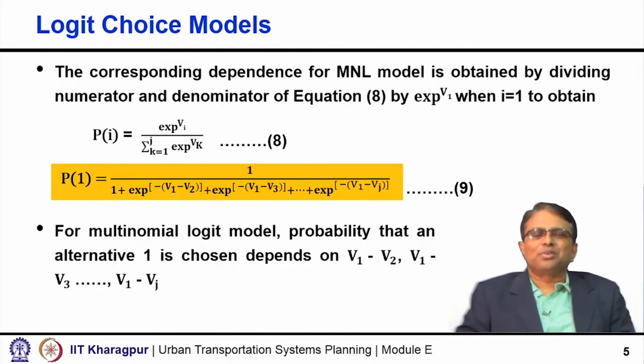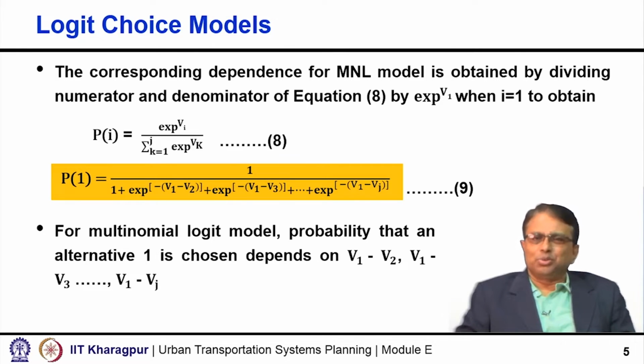In this case also, if we ask what is the probability of using car, where car, bus and metro are the alternatives, say for example, then the probability of using car will depend on the differences of the deterministic components of the utility of car minus car, car and bus, car and metro, where car, bus and metro are the alternatives. The same thing is shown here in equation 9. So, it is basically the difference that is really controlling.